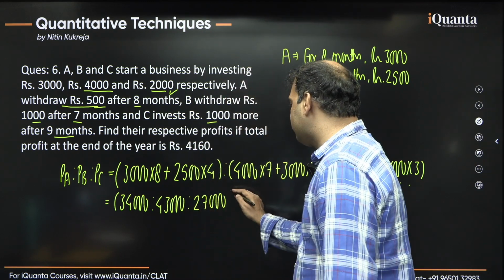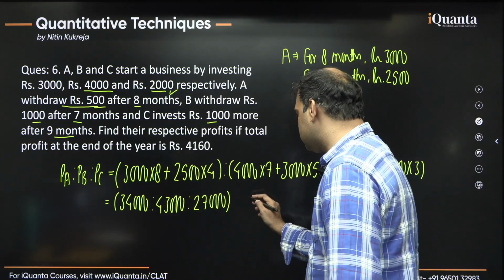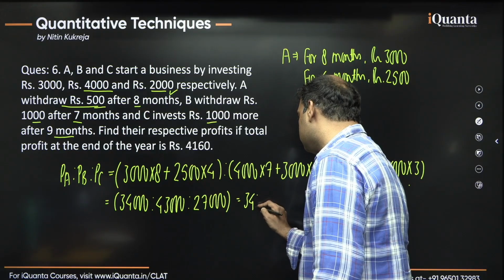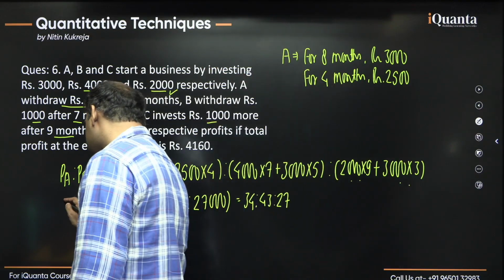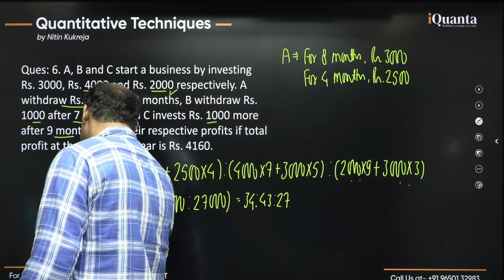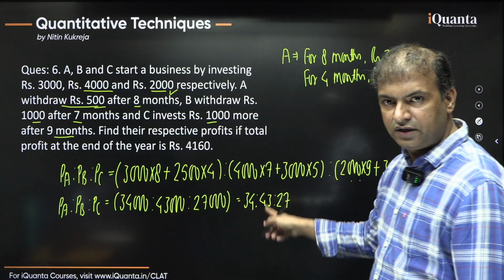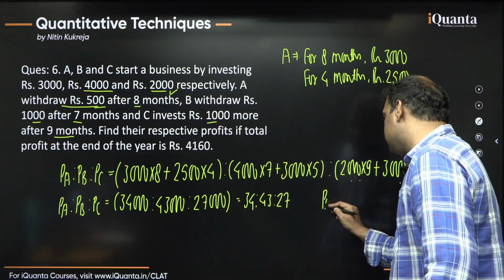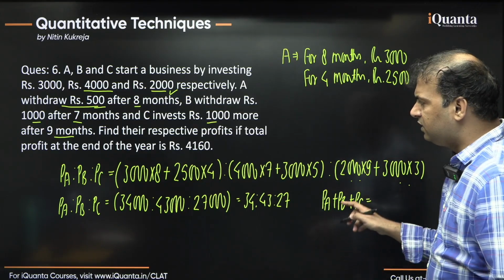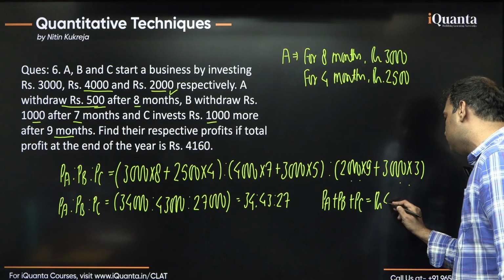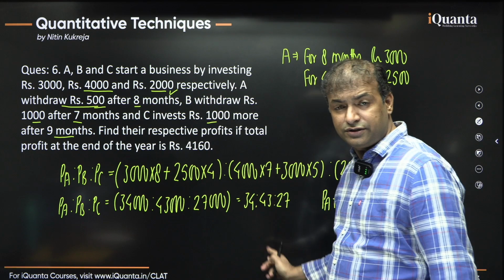So this is how we found the ratio of them. We can simplify this. 1,000 will be cancelled, and we shall say this is 34 is to 43 is to 27. So this is basically the ratio of the profits of Mr. A, B and C. And luckily, guys, we have the sum of their profits, 4160. Let me write this here, the sum of their profits. So basically in the end we have to distribute the total profit 4160 in the ratio of 34 is to 43 is to 27.